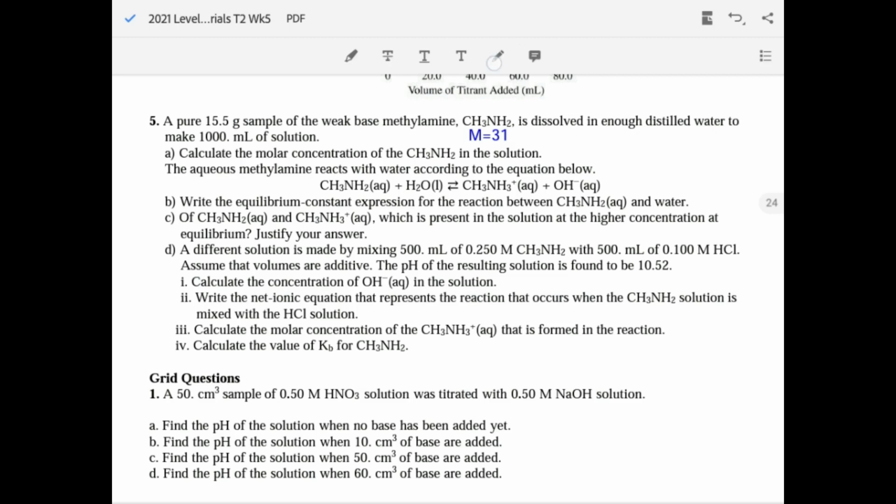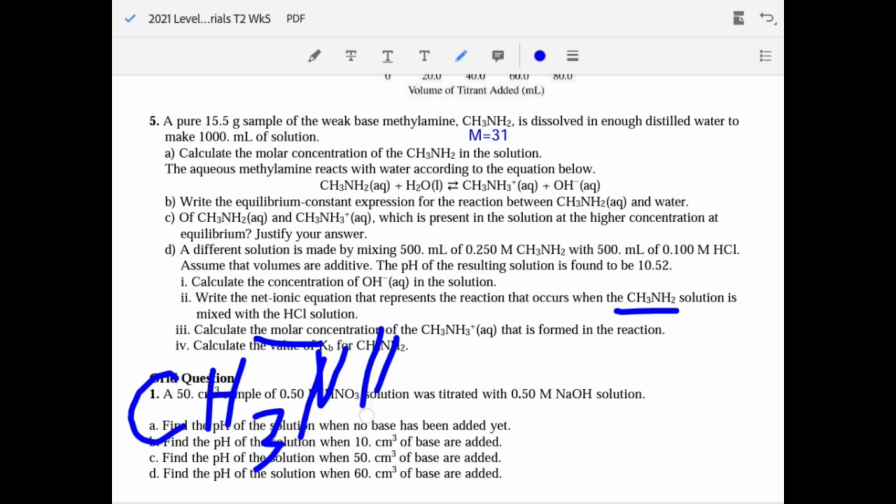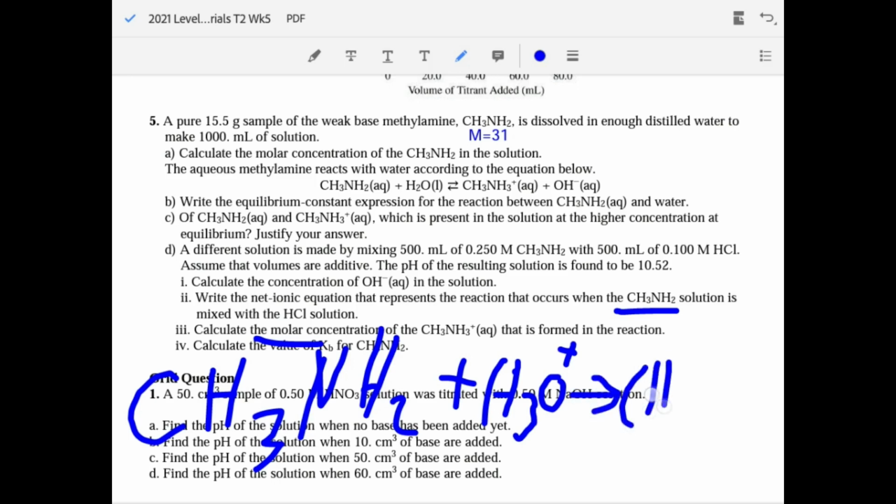Write the net ionic equation. CH3NH2 is mixed with HCl, and since it's a weak base, it doesn't react immediately, so that's why it has time to react with water and form H3O+ to give CH3NH3+ plus H2O as the dissociation reaction. Now we're going to use that for the next question.